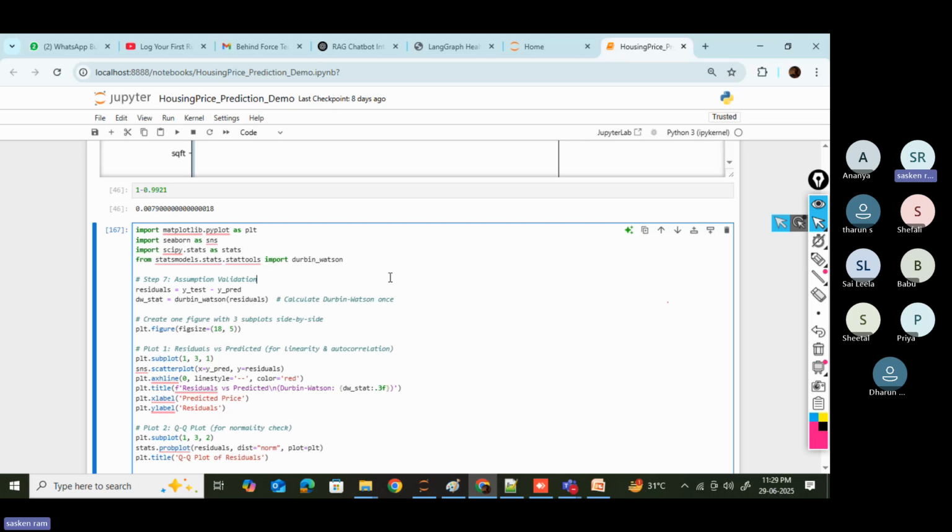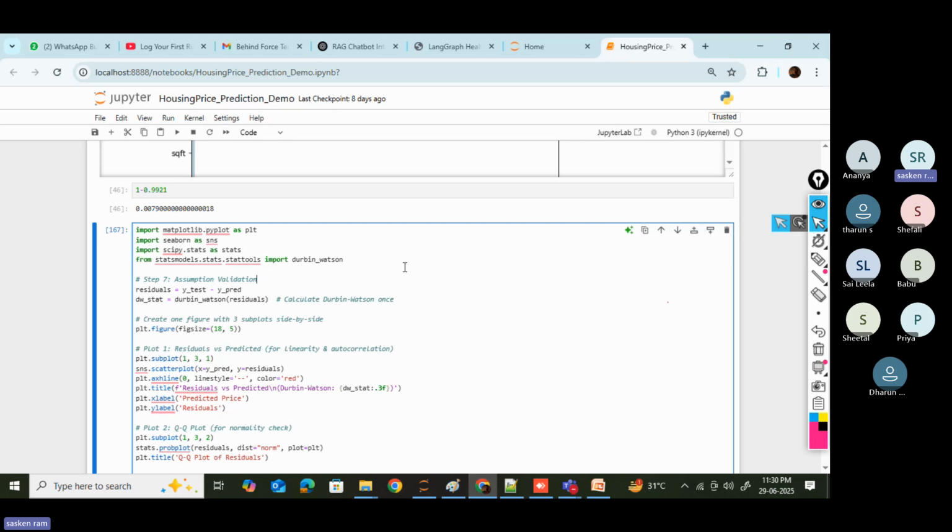Second one is multicollinearity, and the third one is autocorrelation. There should not be any autocorrelation. The fourth one is heteroscedasticity. If you find heteroscedasticity, there is something wrong. Homoscedasticity should be there. The fifth one is homoscedasticity and multicollinearity. Multicollinearity should not be there. In case of multicollinearity, you need to address it.